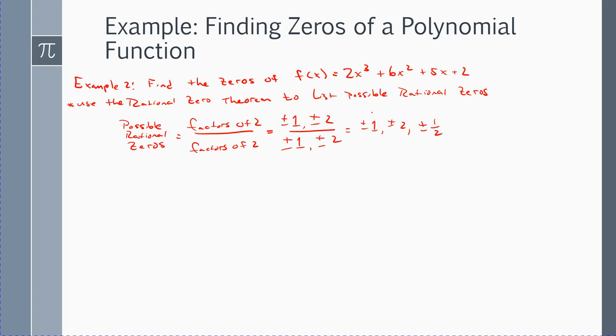So to use synthetic division, we're going to concentrate on these integer ones, and not worry about the fractions, okay? So next, use synthetic division to find the rational zero. All right. So let's just test to see like 1 here.